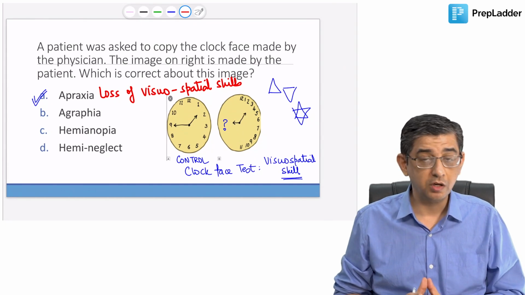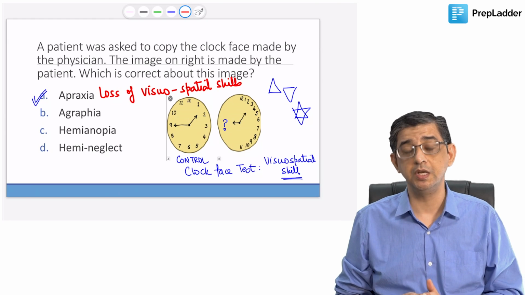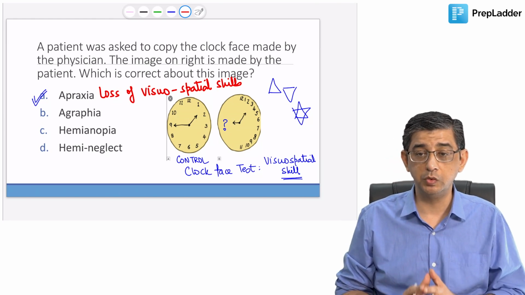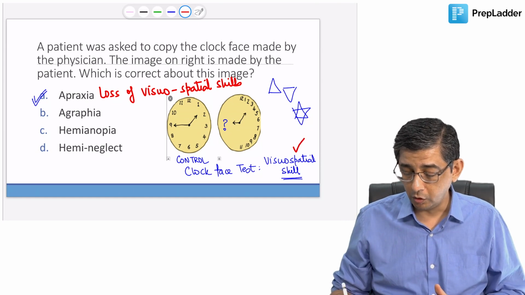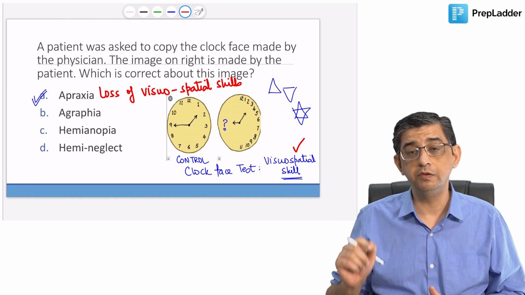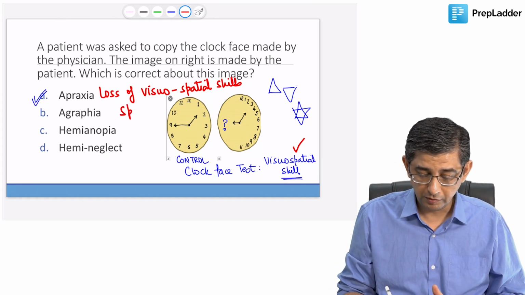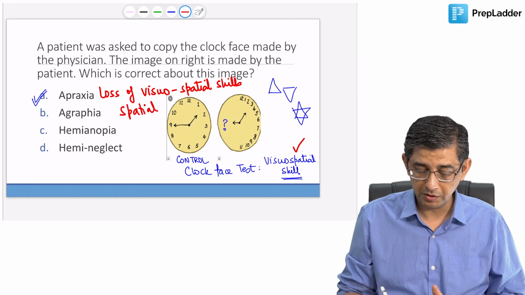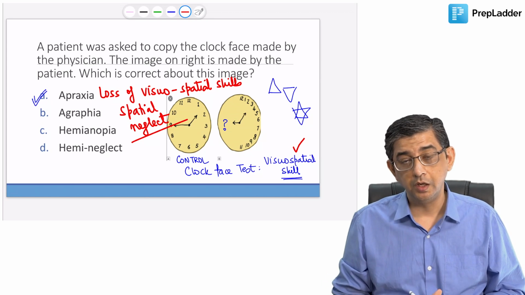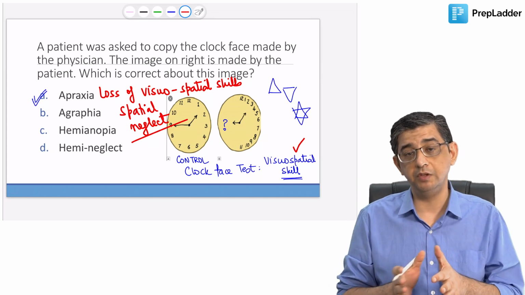The message is that the clock face test can be done in patients of Alzheimer's disease, Huntington's disease. Any patient with neurological illness can be subjected to a clock face test to mainly evaluate what we call spatial skills. Even if you Google about it, it will use the word spatial neglect. Instead of writing the word apraxia or loss of visuospatial skills, a lot of internet articles will say spatial neglect. The examiner knows that when you read this word spatial neglect, you can mix it up with hemi neglect.